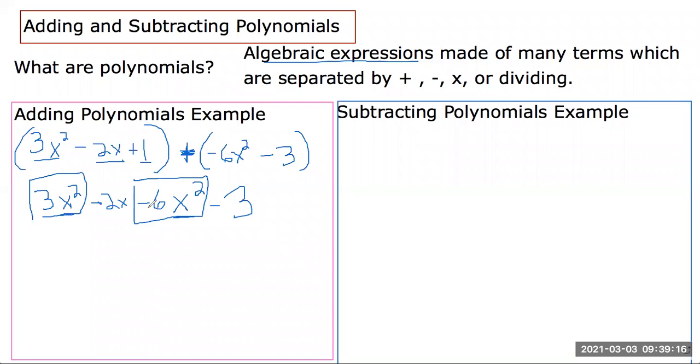So we have a +3 and a -6. So when you combine, okay, combine means you're adding and subtracting. The signs are going to tell you what to do. What do you do when you have a positive and a negative?